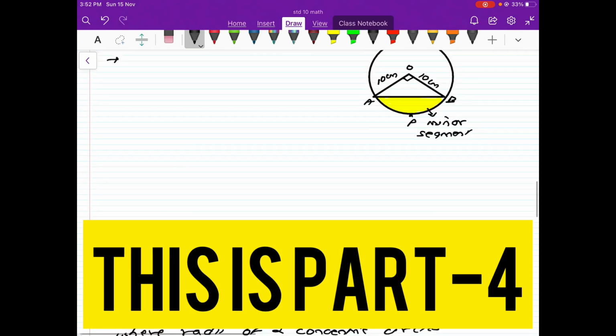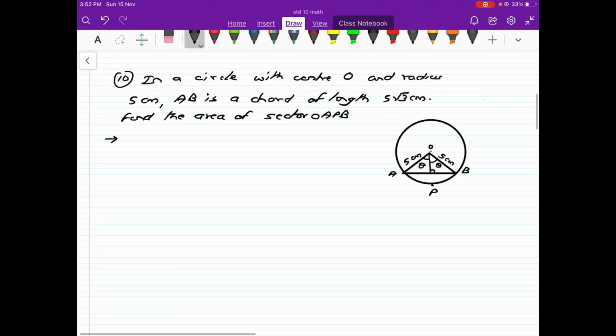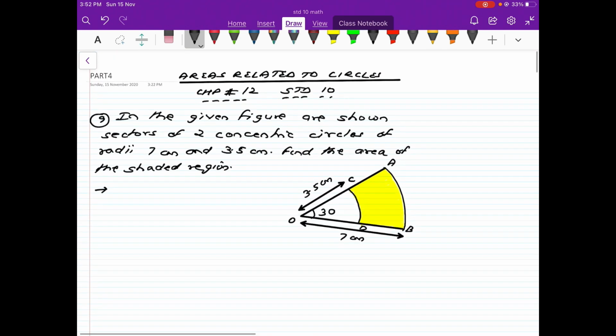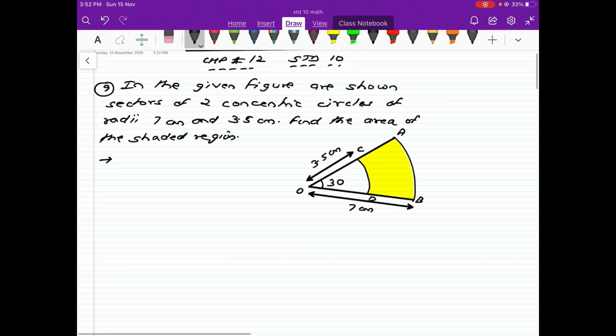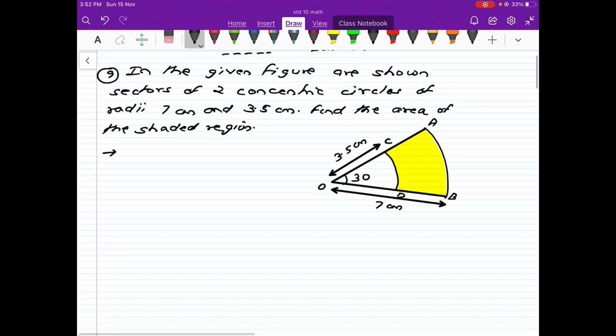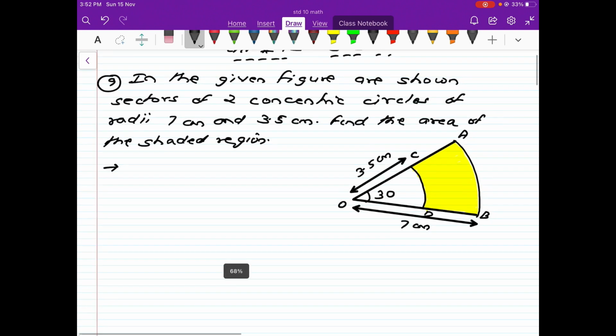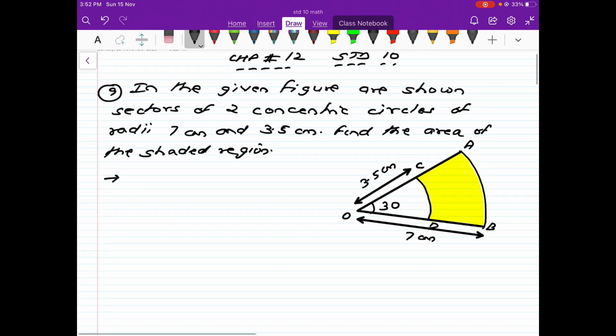This is part 4 of the chapter Areas Related to Circles, Standard 10th. We will continue those sums. So this is the 9th sum in continuation. In the given figure are shown sectors of two concentric circles of radii 7 and 3.5 centimeters. We have to find the area of the shaded region.